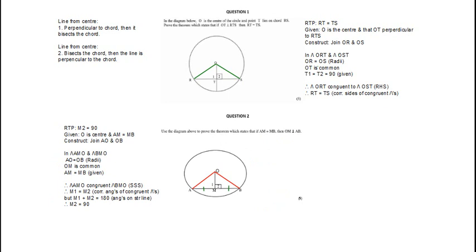Remember now, you can be given that the line from the center is perpendicular to the chord, then it bisects the chord. That's the first one you can prove. So in the first one, I was required to prove that RT is equal to TS because now the chord is bisected by the perpendicular line. It's bisected by that line that is coming from the center. So I prove it. Or now I am given that the line from the center has already bisected the chord. I just need to prove the 90 degrees. So this one I use RHS, this one I use SSS, congruency.